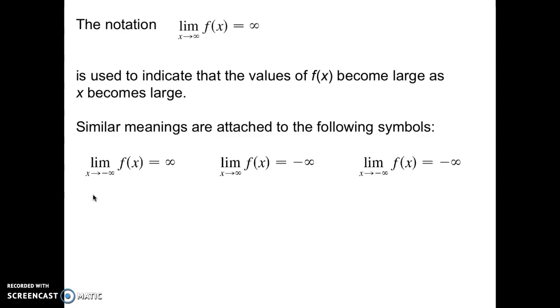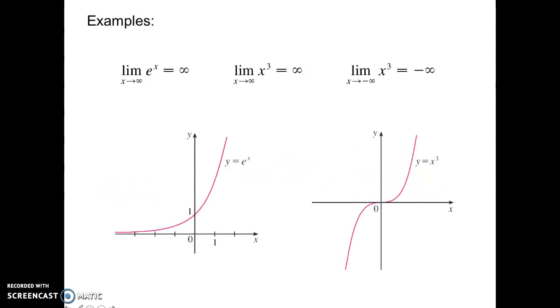All right, just a little bit of notation. The notation, the limit as x approaches infinity of f of x equals infinity, is used to indicate that the values of f of x become large as x becomes large. Similar meanings are attached to these symbols. The limit as x approaches negative infinity of the function, and so forth, as you go through. So these can be difficult sometimes to understand.